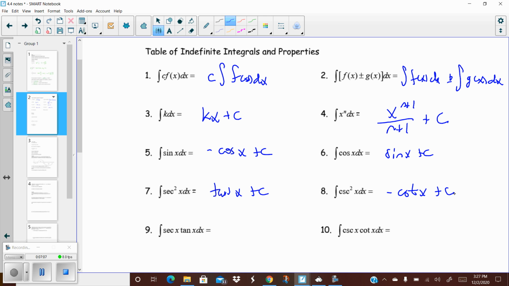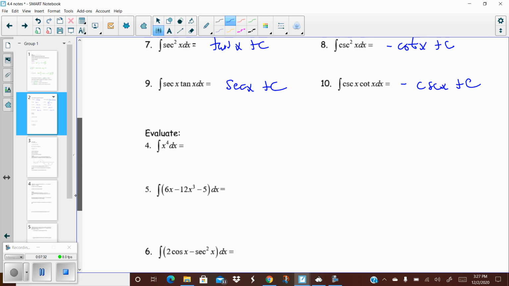Antiderivative of secant x tangent x is going to be secant of x plus c. And then again, the integral of cosecant x cotangent x dx, the antiderivative of that, is going to be a negative cosecant x plus c. And again, you just kind of have to think backwards when you're doing the antiderivative or integrals of trig functions, at least for now.